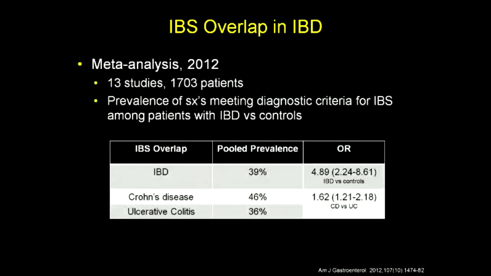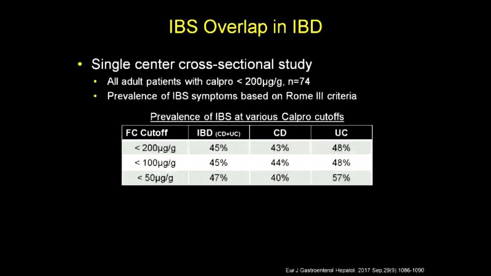There was a large meta-analysis of 13 studies. For time's sake, I'll just tell you that, long story short, IBD patients seem to have a high prevalence of IBS symptoms that go along with them. And you might say, well, they have IBD and they have active inflammation, and that's going to drive these symptoms. But even if you subselect for patients that have normal calprotectins, the rate of IBS is still about 50%. So this is a big issue.